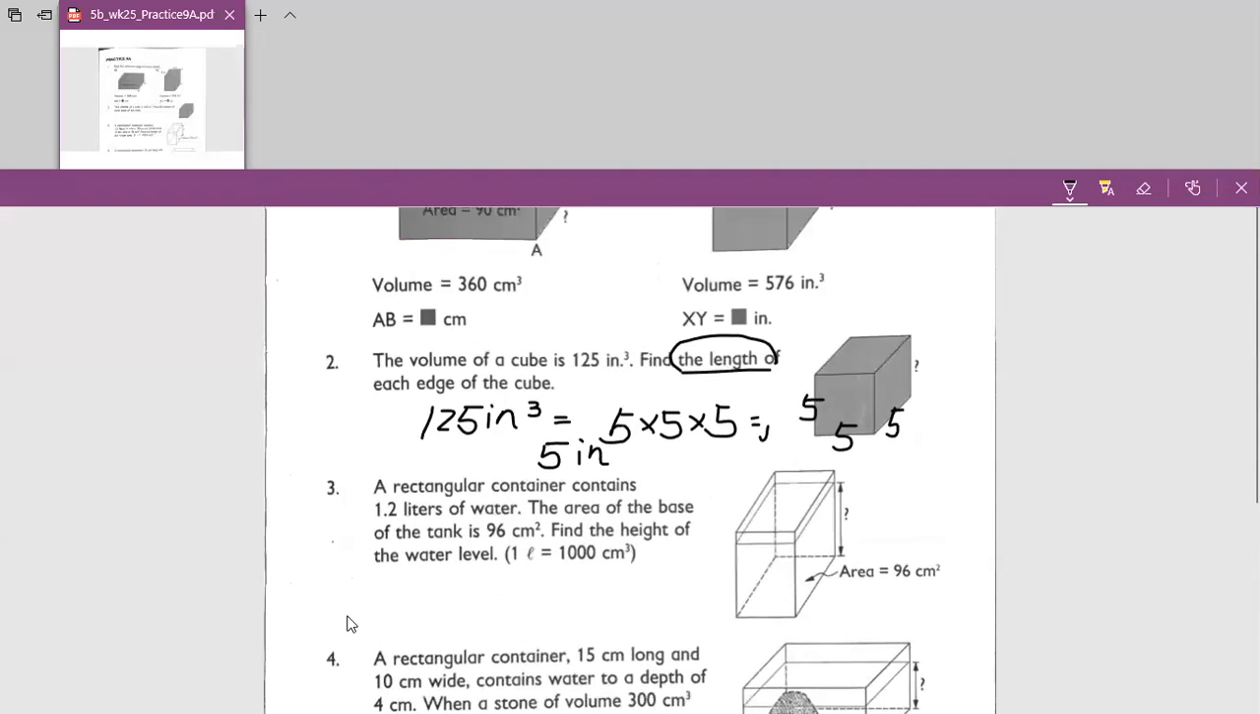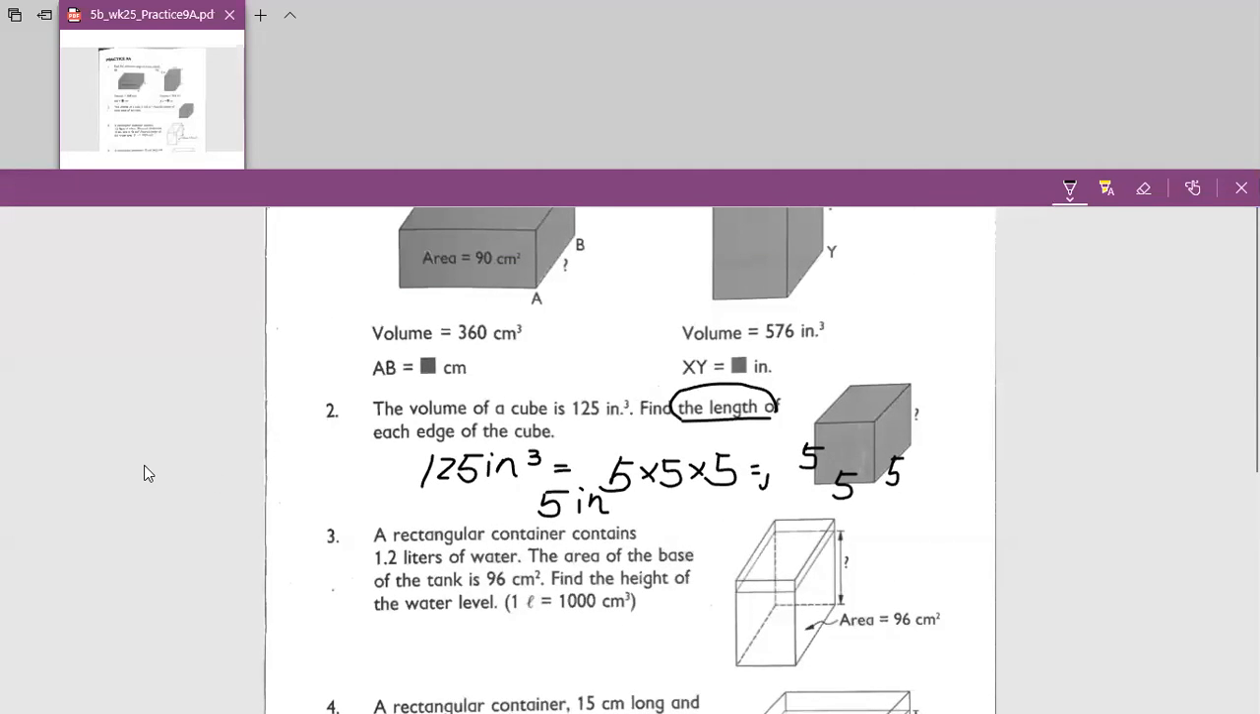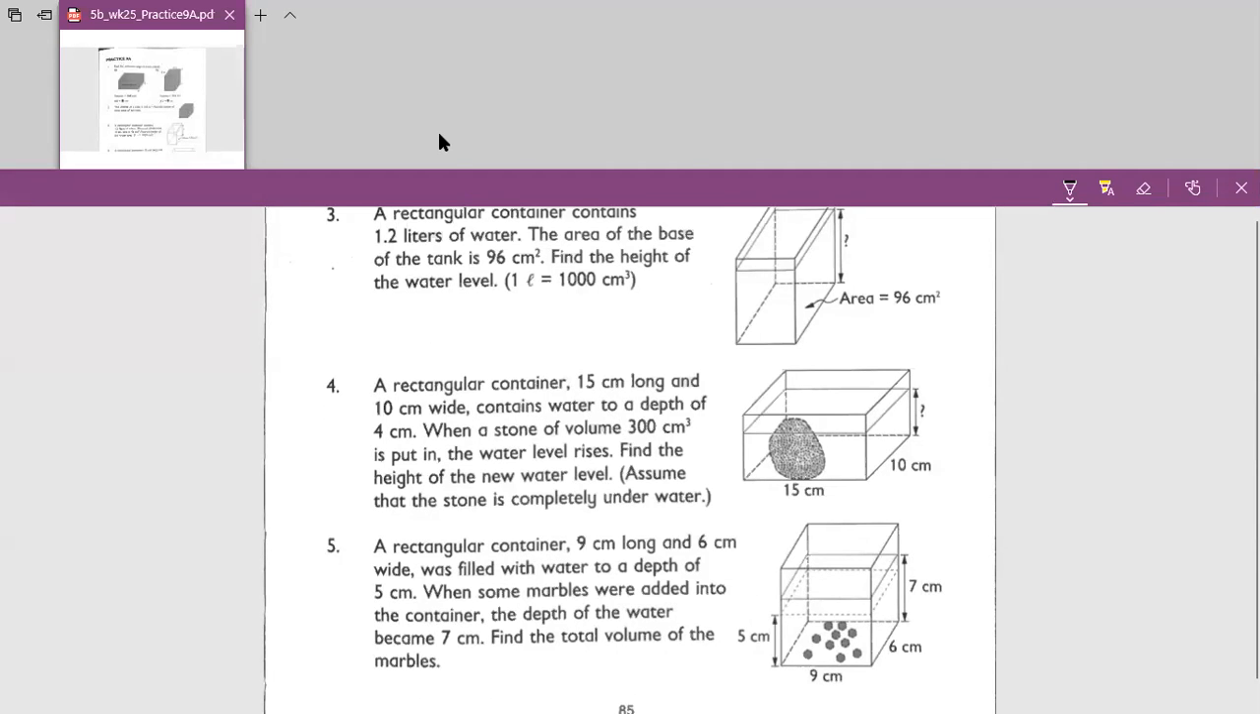Now, how about number 4? Talia, can you read the question for number 4? We can't see number 4. Oh, there it is. A rectangular container 15 centimeters long and 10 centimeters wide contains water to a depth of 4 centimeters. When a stone of volume 300 centimeters cubed is put in, the water level rises. Find the height of the new water level. Assume that the stone is completely underwater. Very good, thank you.